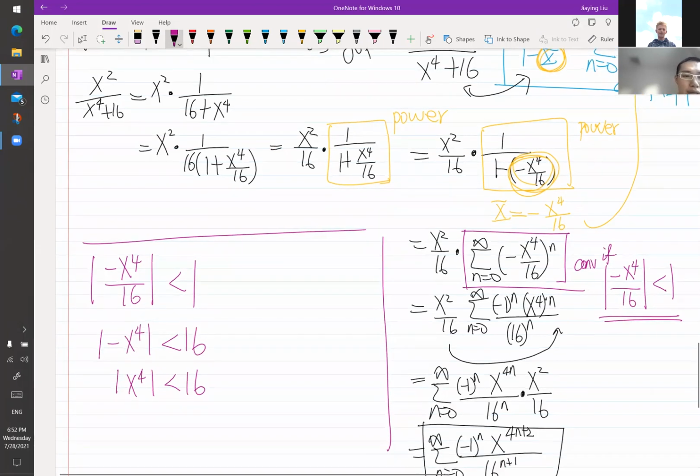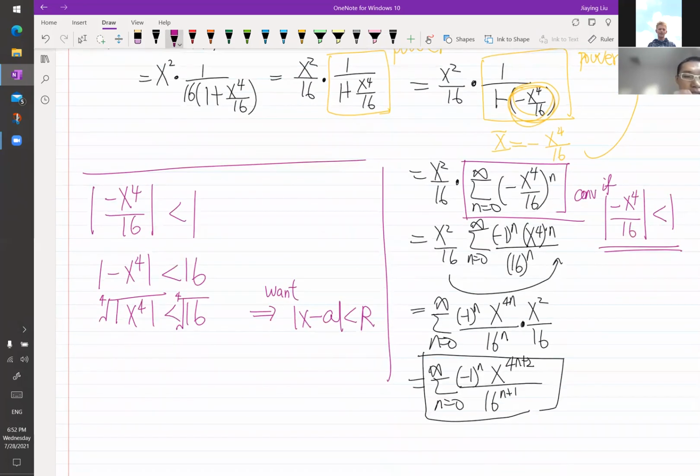Take the fourth root. Because again, we want lowercase x minus a less than r. That's what we want. So take the fourth root. That will give me lowercase x in absolute value less than fourth root of 16. That's a 2. So that's the same thing as x minus 0 less than 2. So the 2 is the radius of convergence.